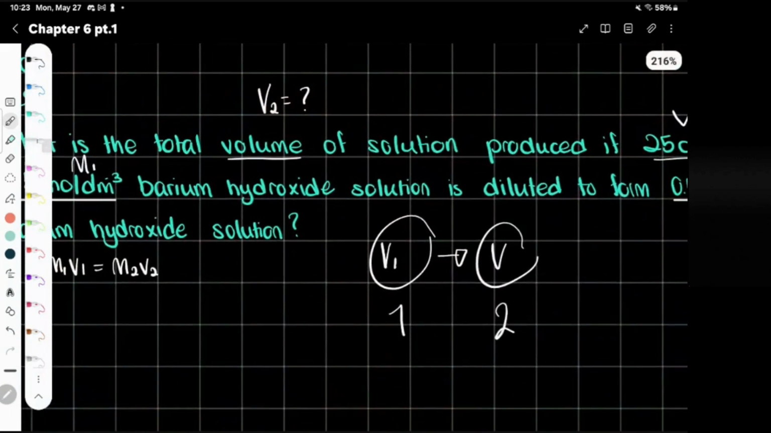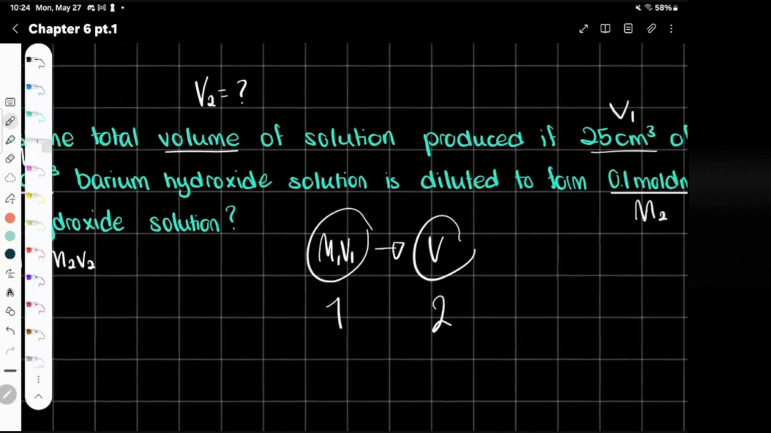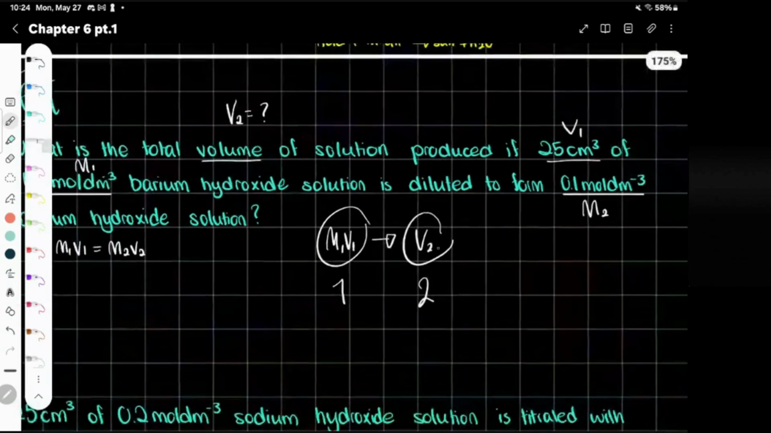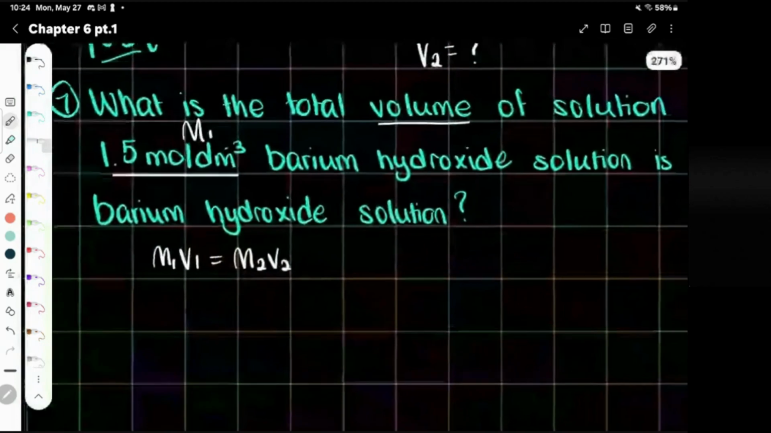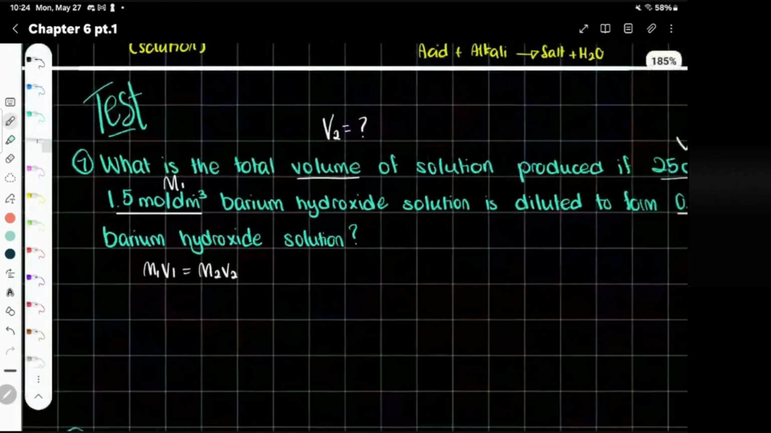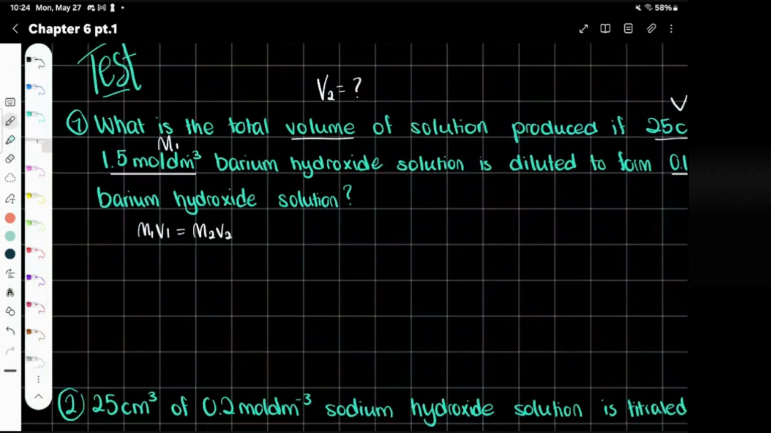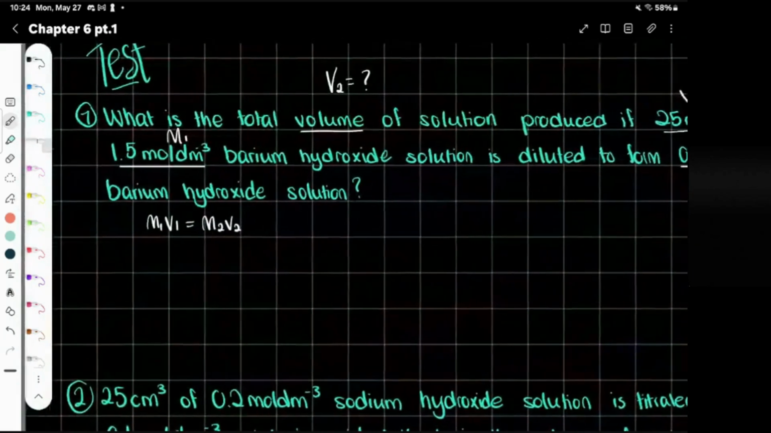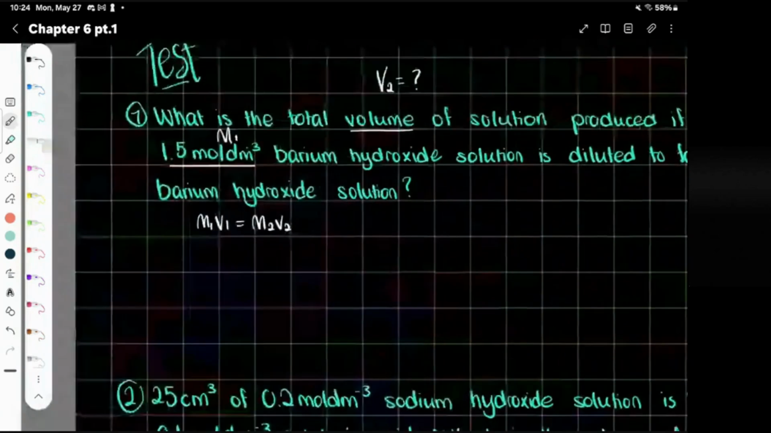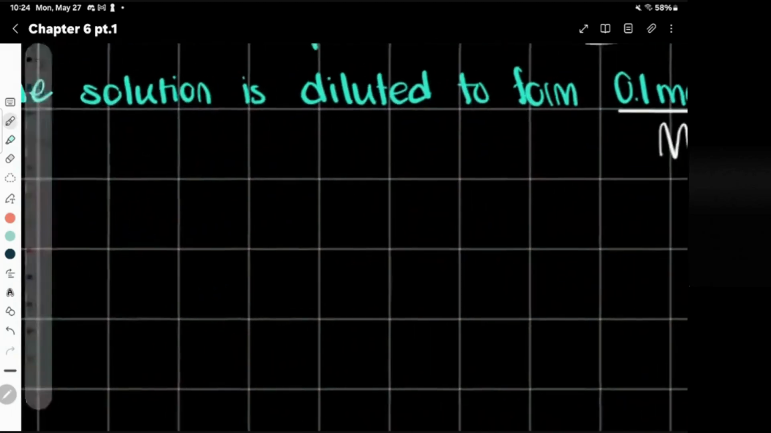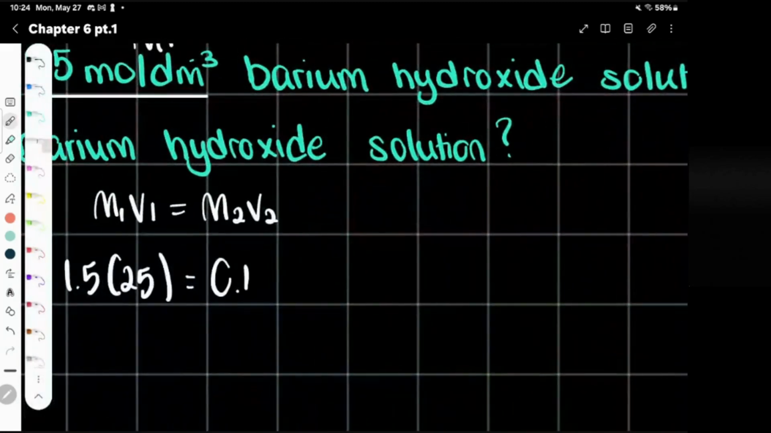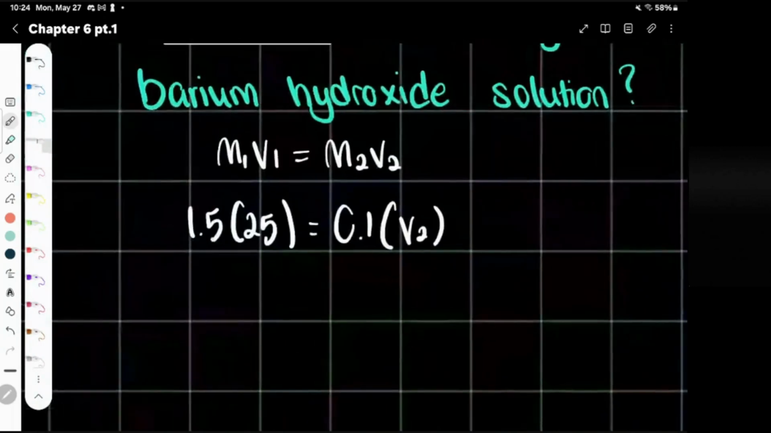So this should be V1 and M1. And if this is V2, of course this will be M2. So you use your brain there, and of course you can just immediately use your calculator. But I'm too lazy, so I'm just going to substitute it, and then you guys find it yourself. So 25 cm³. Molarity first: 1.5, 25. Then they give you molarity 0.1, and then V2. So 0.1 V2.